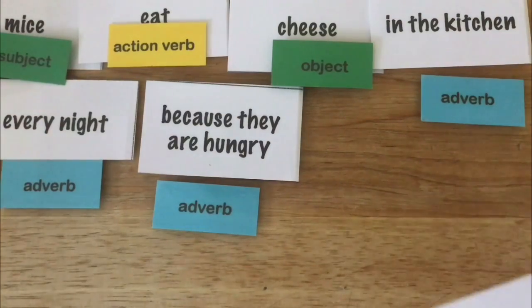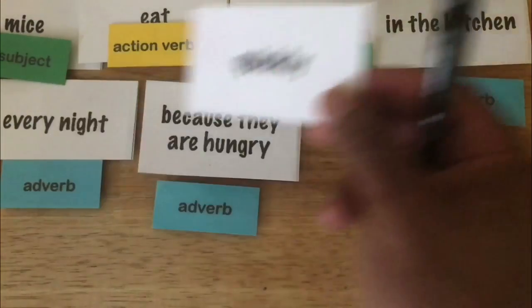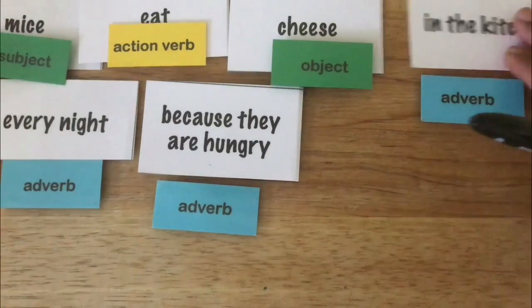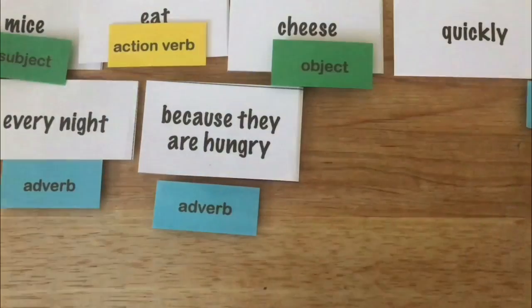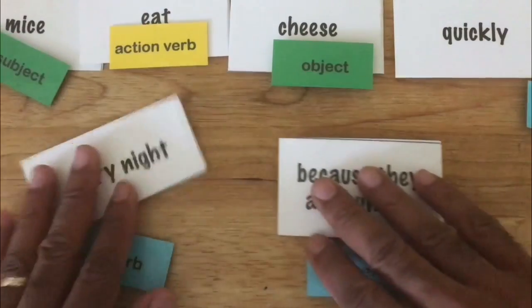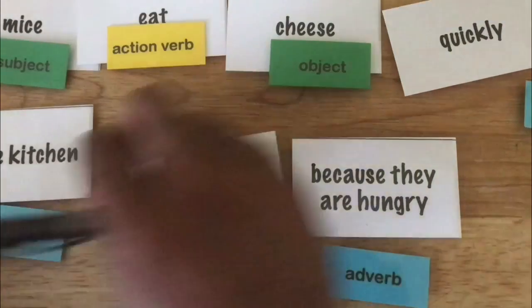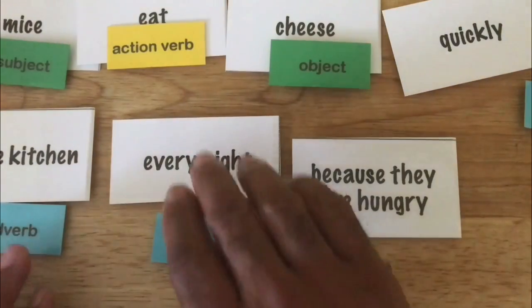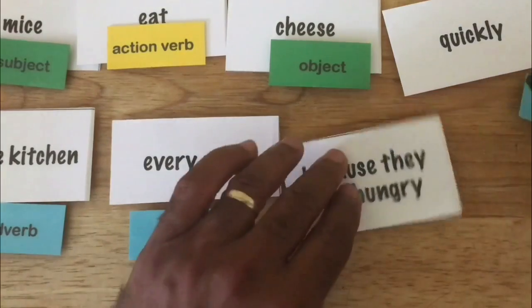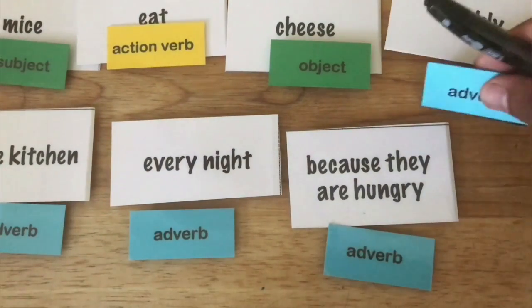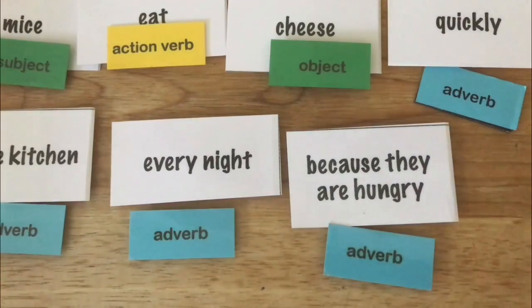And I can say because they're hungry. I can say mice eat cheese in the kitchen every night. Eat cheese. I guess we can put it here, right? Quickly. Eat cheese quickly. I've got to move this down. Oh boy. A little messy here. Eat cheese quickly in the kitchen every night because they're hungry. So I'm running out of adverbs. The last adverb is right here. Whoa, there you go. You're an adverb too. Okay. So look at all the blues.